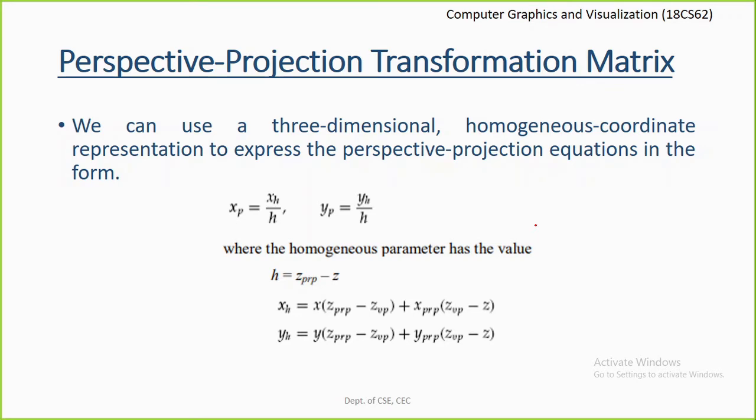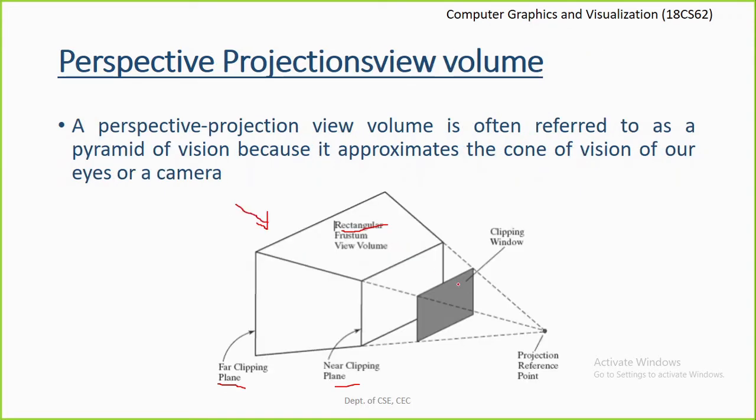Now, we can use a three-dimensional homogeneous coordinate representation to express the perspective projection equations in the form xp equals xh divided by h, and yp equals yh divided by h. What are xp and yp? They are the position of the point on the given projection plane.